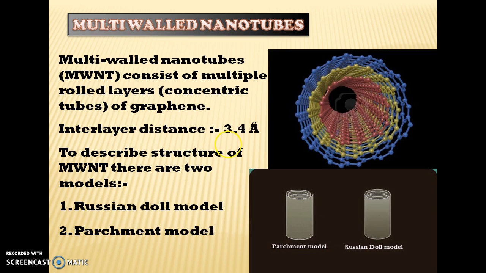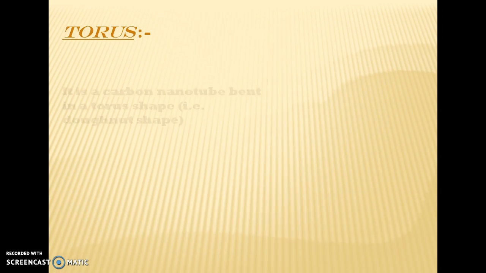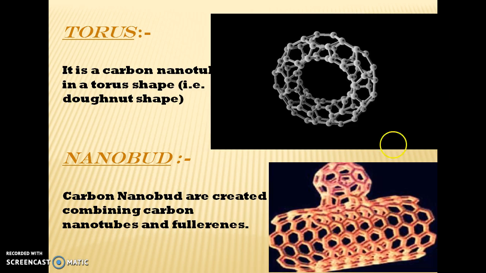To describe the structure of multi-wall nanotubes, there are two types of model. One is the Russian doll model and the other is the parchment model. You can see in the parchment model it is just like the rolling of a paper, and the Russian doll model has concentric tubes. And there may be torus type, just like a donut shape, and nanobud. You can see here just budding growth over the nanoparticles.